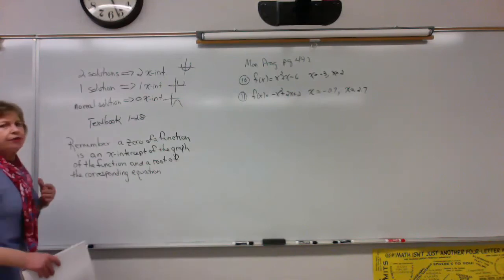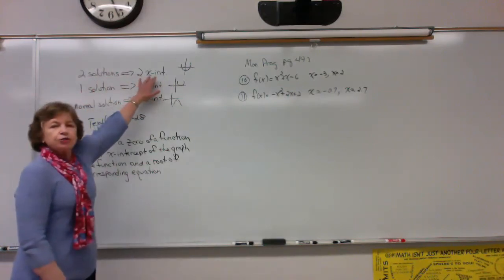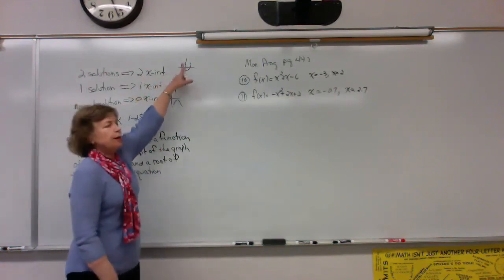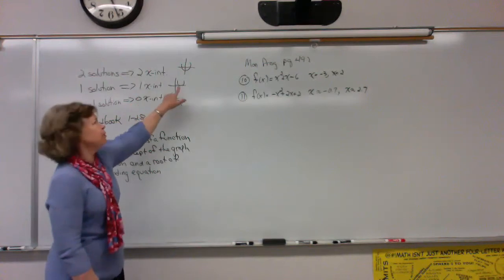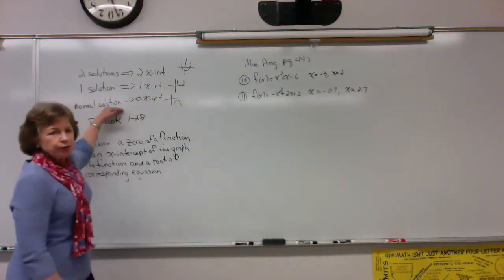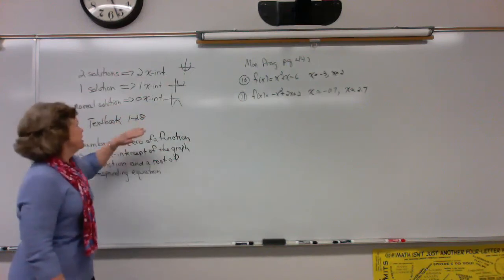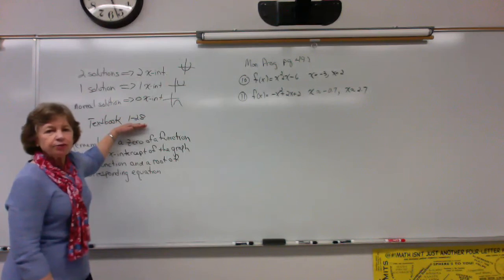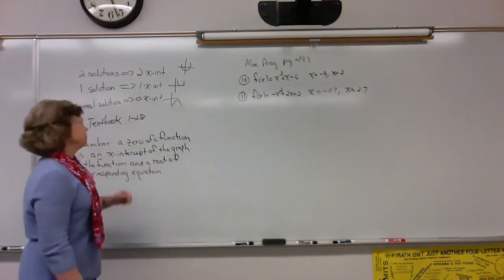Okay, so remember, in general, you have 2 solutions if you have 2 x-intercepts, so your parabola intersects twice. You've got 1 solution if you have 1 x-intercept, that parabola just touches it and goes back up. And you've got no real solutions if the parabola does not intersect the x-axis at all. The textbook problems 1 through 28 go with the examples that we just talked about.